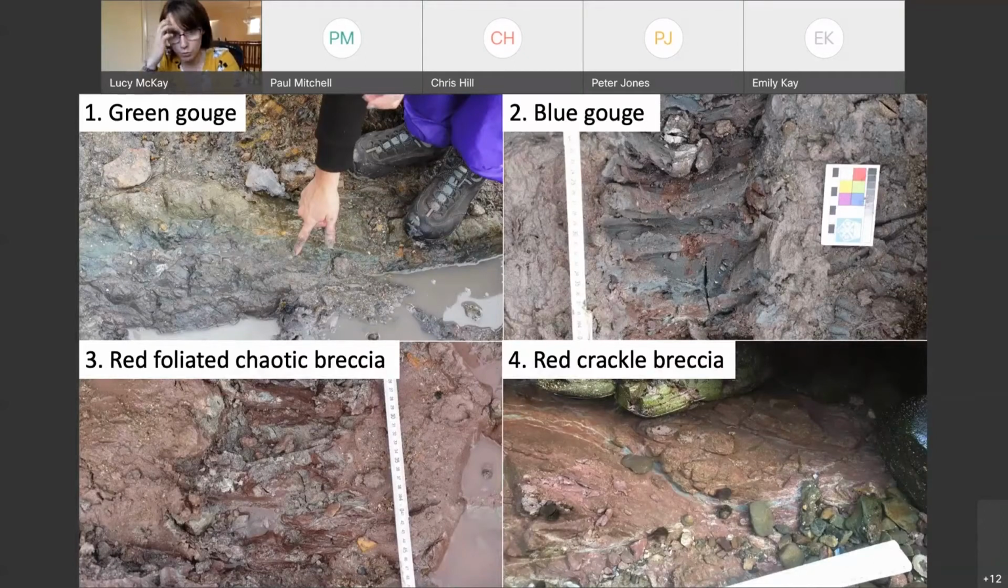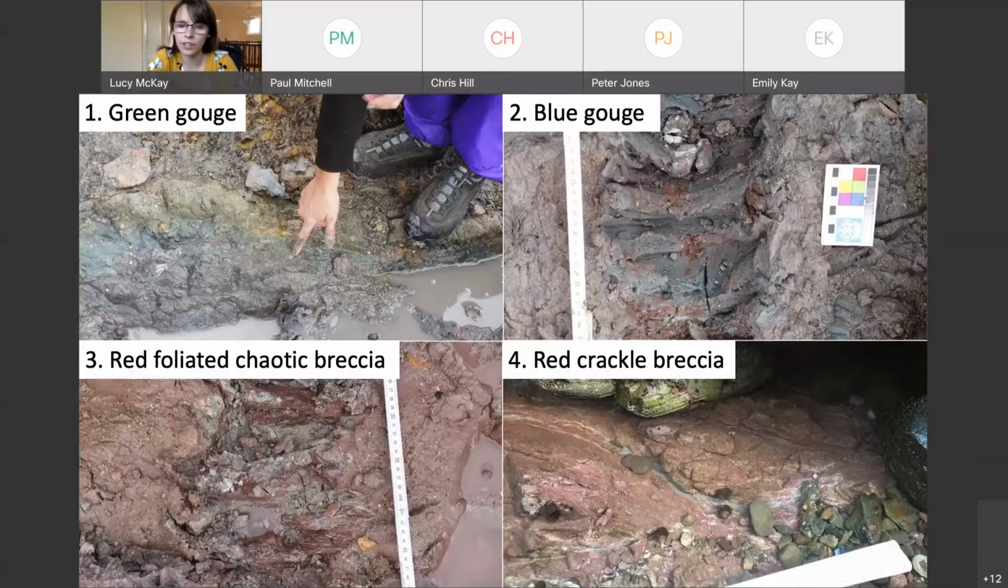and then on the top right you've got a blue gouge of high plasticity. Bottom left, you've got this red foliated chaotic breccia, where the foliations wrap around centimetre scale clasts of the wall rock. And then on the bottom right, you've got this red crackle breccia, which has large elongated wall rock lenses.